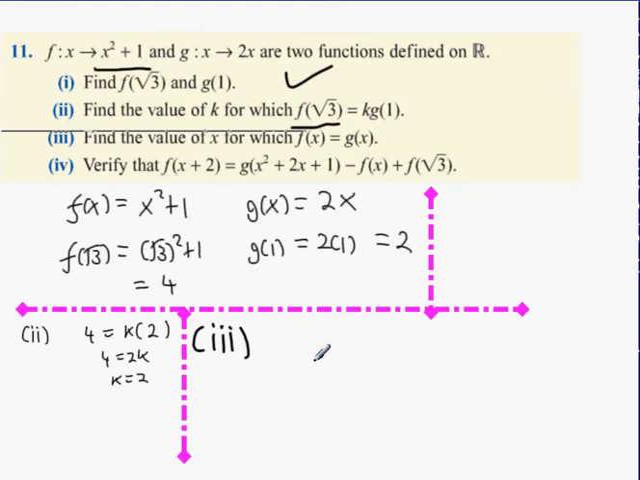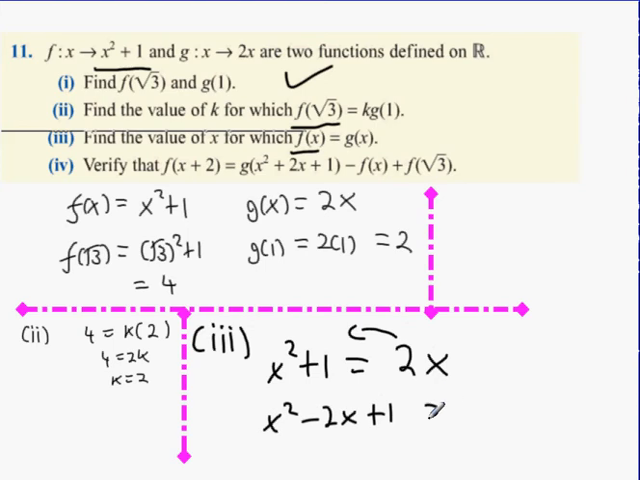F of x equals g of x means when I use the rule for f of x and I use the rule of g of x for the same number, the results are the same. When I square a number and add on 1, it's the same result as 2 times that number. Bring over the 2x and you get x squared minus 2x plus 1 equals 0.